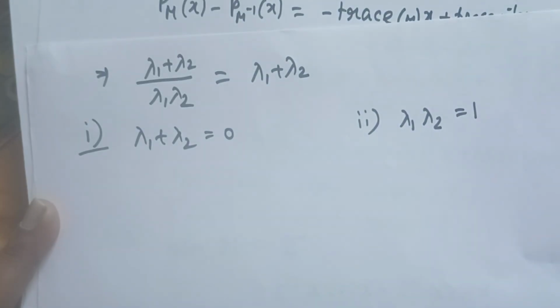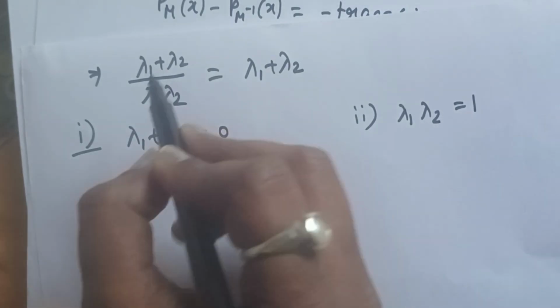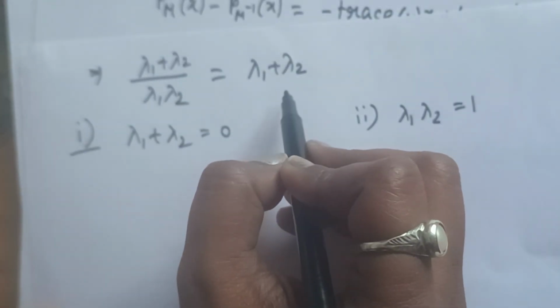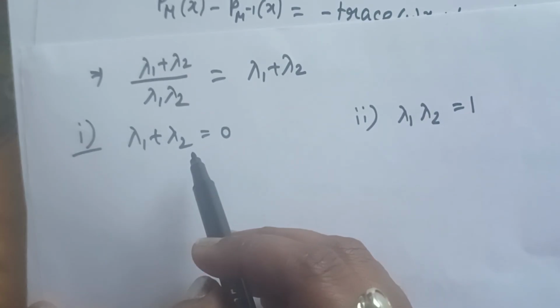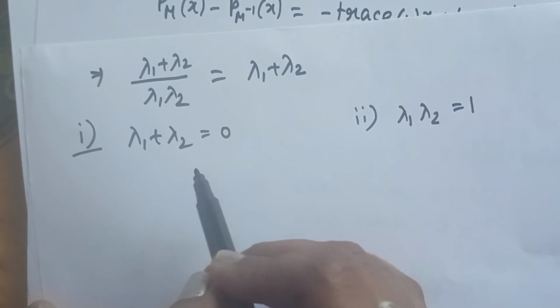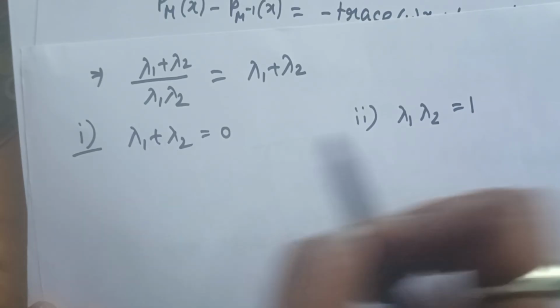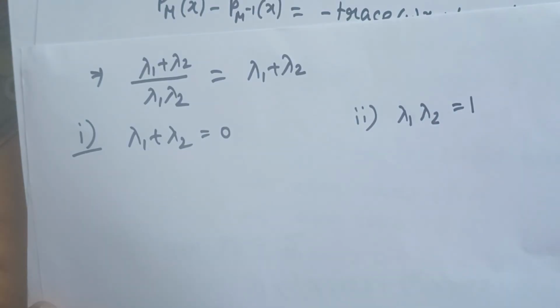Because if lambda 1 plus lambda 2 equals 0, then both the LHS and RHS will be 0, so it will be okay. And if lambda 1 plus lambda 2 is non-zero, then we can take lambda 1 lambda 2 equal to 1. Lambda 1 plus lambda 2 equal to 0 means what? This means the trace of the matrix M is 0.